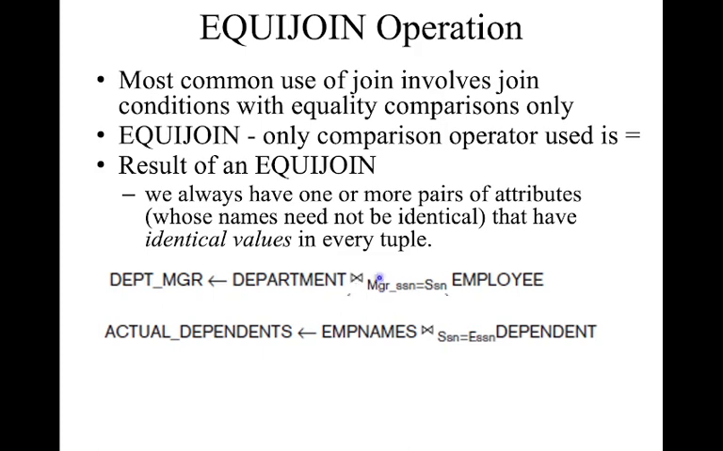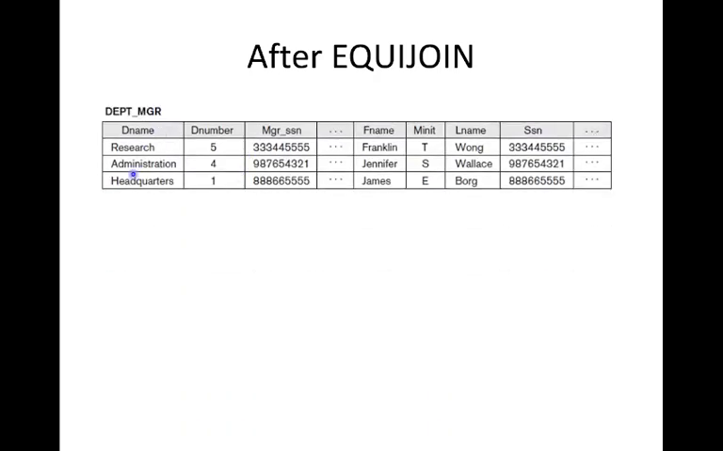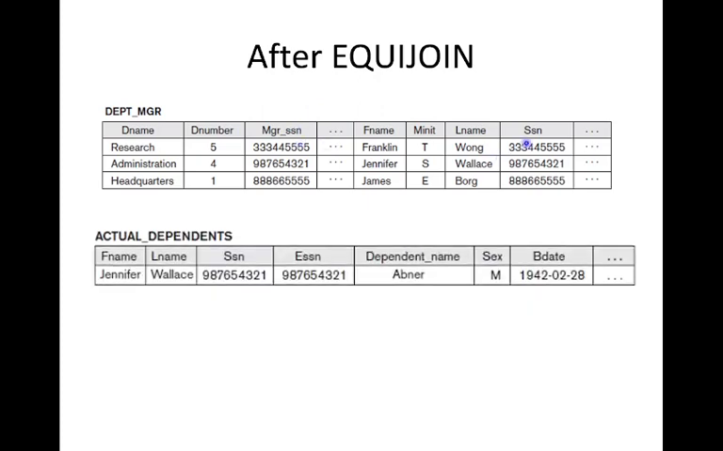Generally we can say this is a theta join, but since we are using an equality operator, it is an equi join. So after an equi join, we will get something like this: manager SSN and SSN. This is what we have studied. After the equi join, the result will look like this, with the attributes manager SSN and SSN.